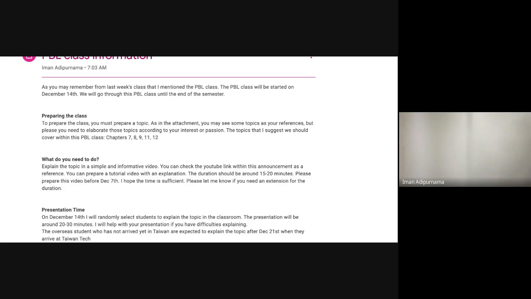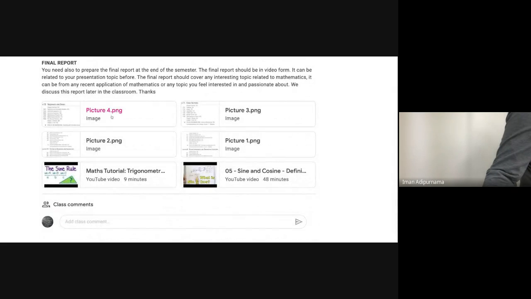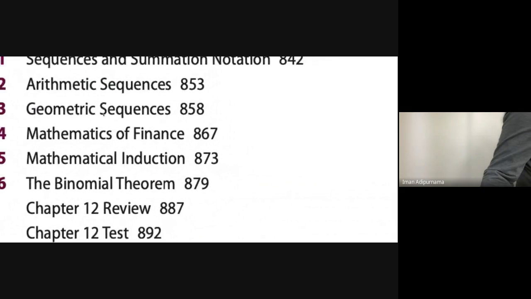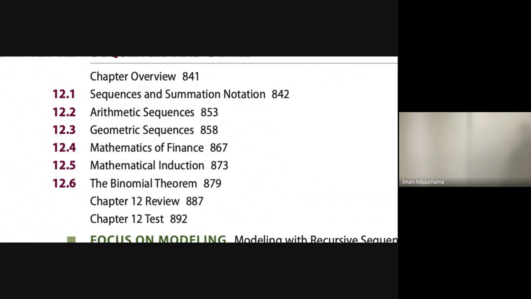If you look at the attachment, this is an example, the sequence and series. Maybe you can choose arithmetic and geometric, because that is about the sequence, or maybe you can choose mathematical finance or any specific topics from one chapter.